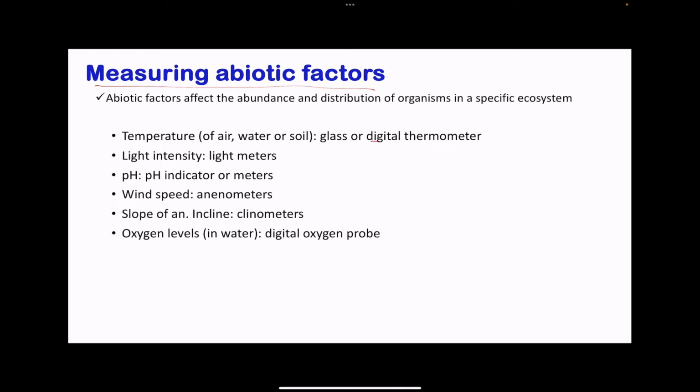You could use a glass or digital thermometer. For light intensity, we use light meters. For pH, we can use pH indicators, but pH meters are better. For wind speed, we use anemometers. For slope of an incline, we use clinometers, and then for oxygen levels in water, we use a digital oxygen probe. So for any experiments requiring you to measure the abiotic factors, you could use these methods.